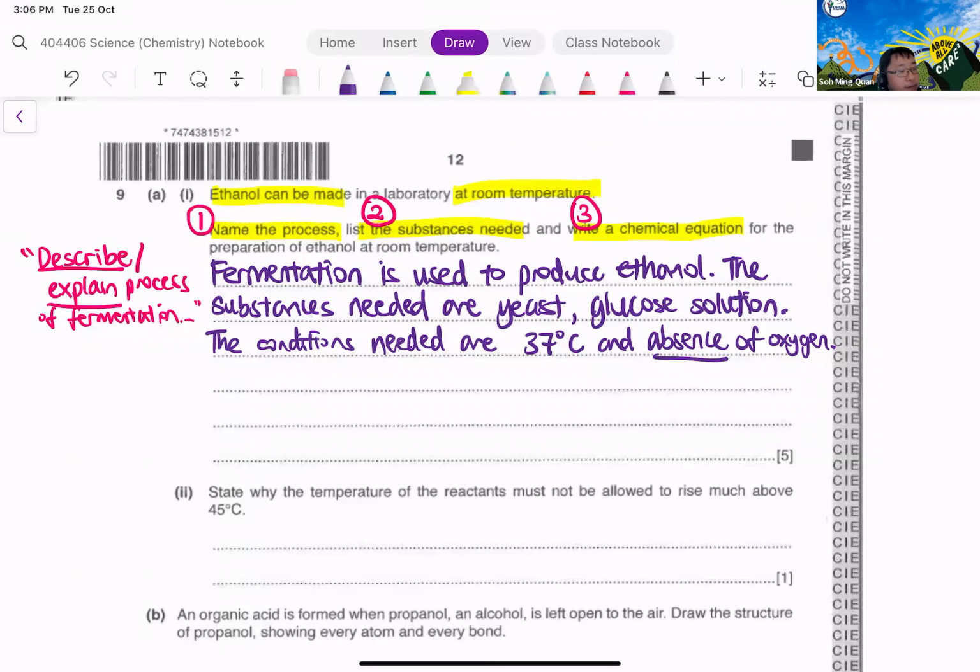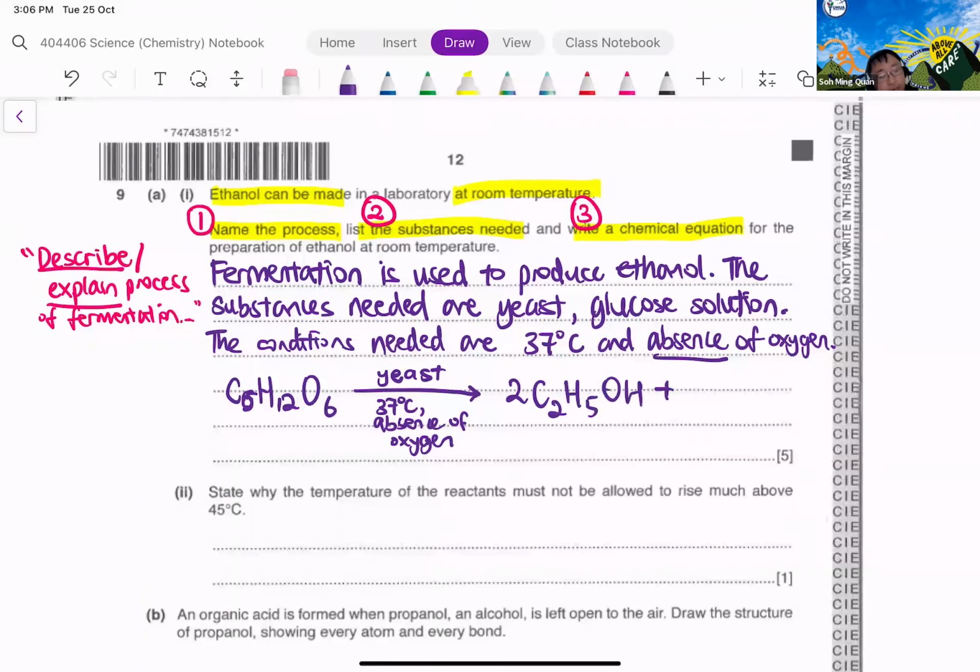So now with the equation, it's very straightforward. You must start off with yeast and glucose. C6H12O6. This is glucose. You have yeast, 37 degrees, absence of oxygen, and it will form ethanol, C2H5OH, and CO2 gas. Mr. So, for the glucose, is it C5 or C6? C6. C6H12O6.